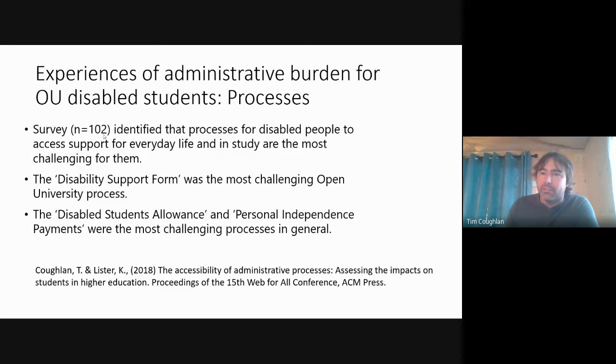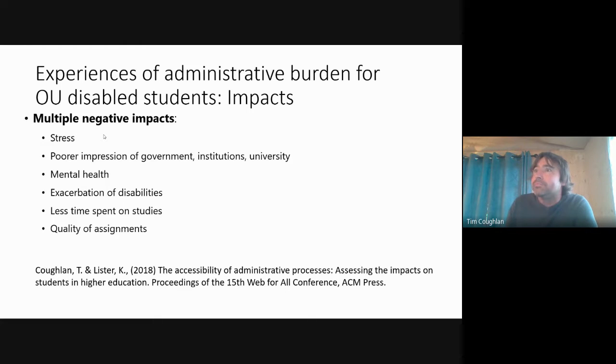And the students pointed out this disability support form that we used was, in terms of the OU processes, the most difficult one that they faced. And some of the other processes that aren't in our control, they said were harder again, but they're not things we have control over. And as I said before, a lot of this is not just the practical issues, it's the stress involved. So people end up with quite a lot of negative impacts from these processes.